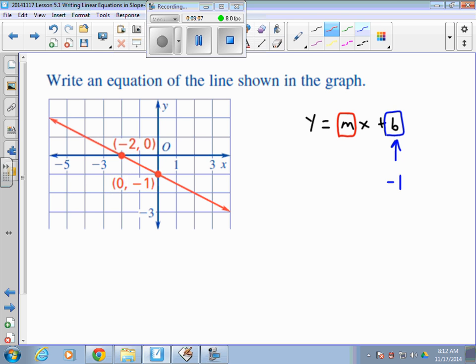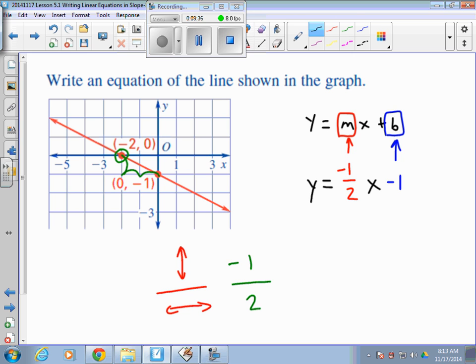Remember, slope is your rise, up and down, over your run, left and right. So use the points that are highlighted for you. Start here, go down 1. Down 1 means -1. And go to the right 1, 2. To the right means you're going +2. So there's your slope value right there, -1/2. Then leave the rest alone. Leave it saying y, leave it saying equals, and leave it saying x. And there's your equation. Y equals -1/2 x minus 1. It really isn't any harder than that.